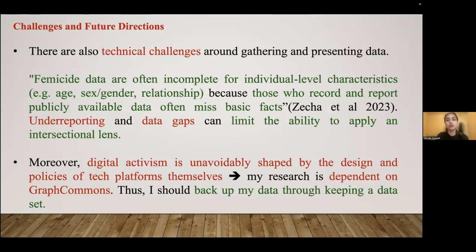And there are also technical challenges. Feminicide data are often incomplete for individual-level characteristics like age, sex, gender, and relationship, because those who record and report publicly available data often miss basic facts. So underreporting and data gaps can limit the ability to apply an intersectional lens. And digital activism is unavoidably shaped by the design and policies of tech platforms. For example, my research is dependent on Graph Commons, so I should back up my data by keeping a data set.